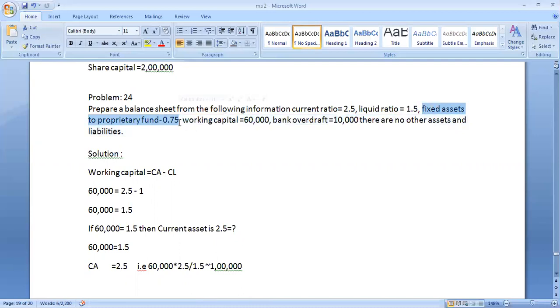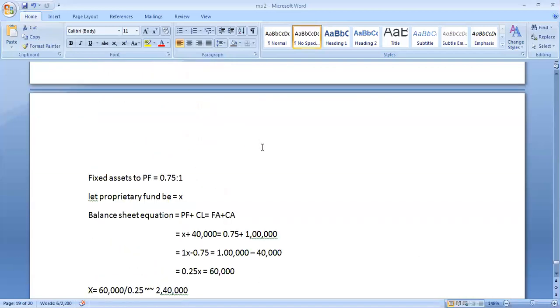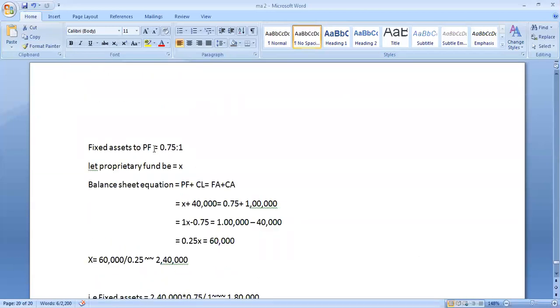This has already been solved in the previous problem, and you need to find it out in the same manner. So write down the balance sheet equation. The balance sheet equation takes the proprietors fund along with the current liability, which is equal to current assets plus fixed assets. So in the same way, fixed assets to proprietary fund is 0.75:1. Let the proprietary fund be X. Proprietors fund plus current liability is equal to fixed assets plus current assets.